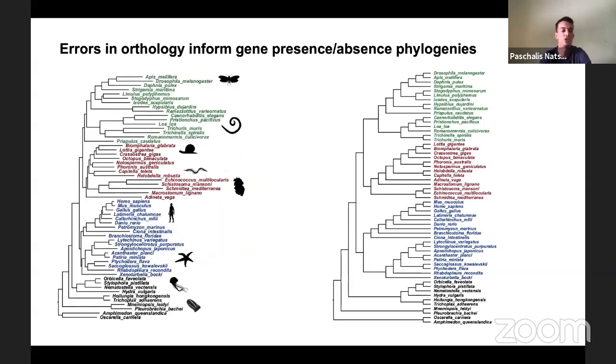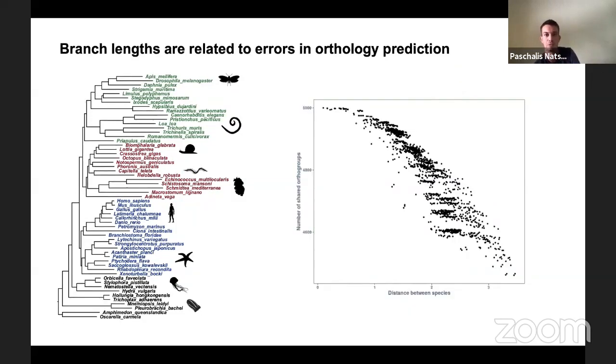Since the only force driving evolution in our simulations was sequence mutations, we wanted to see how the error that we get in orthology is related to the branch lengths of the tree that depict the amount of these mutations. For that, we counted all the pairwise patristic distances between all possible pairs of tips in the tree. And we also counted how many orthogroups each pair of taxa was inferred to have in common.